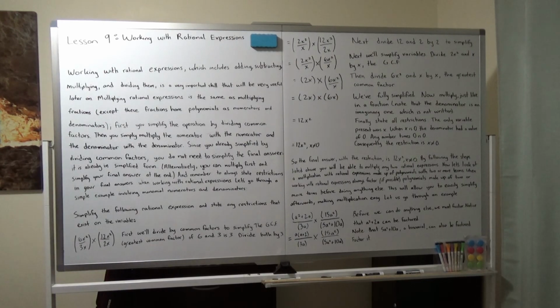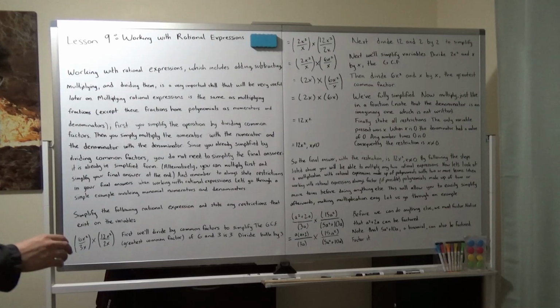Alternatively, you could multiply first and simplify your final answer at the end. However, we don't recommend this. We recommend simplifying everything at the beginning and then having your final answer in simplified form. And remember to always state restrictions in your final answer when working with rational expressions.